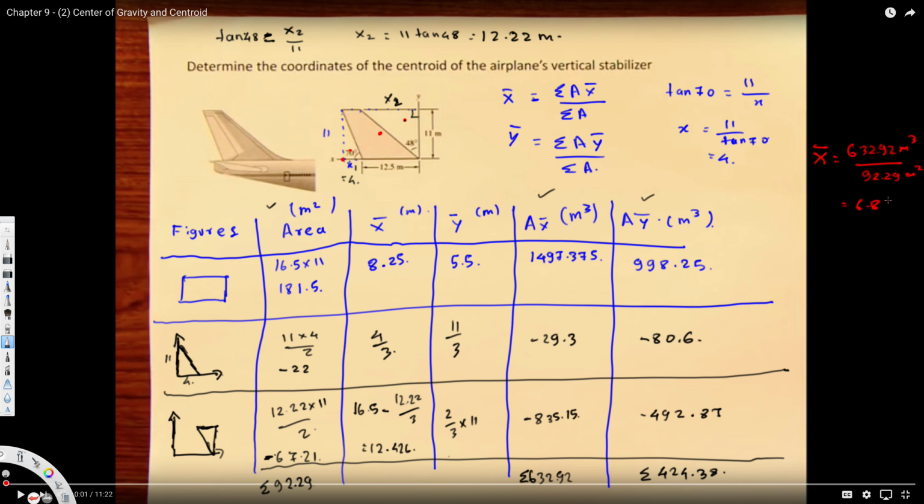6.86 meter. So this is my X bar, and to find the Y bar, I have to simply substitute this A y bar right here. It's going to be 424.38 meter cube divided by this area. So it's going to be 92.29 meter square, and if you divide both of them together, you will get 4.60 meter. So this is how we calculate the centroid points.